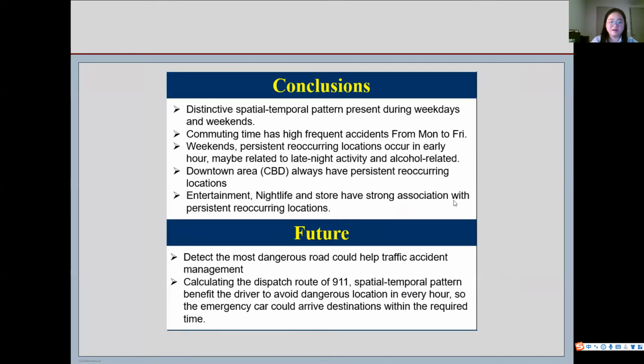Based on the results, we have several conclusions. The weekday and the weekend have different patterns. From Monday to Friday, the commuting time has high frequent accidents. Entertainment, nightlife, and the store usually have a strong association with persistent recurring locations. So in the future, this pattern could help the government to manage traffic accidents and also calculate the dispatch route for 911. This pattern could help drivers to avoid dangerous locations in every hour, so the emergency car could arrive at the destination within the required time.